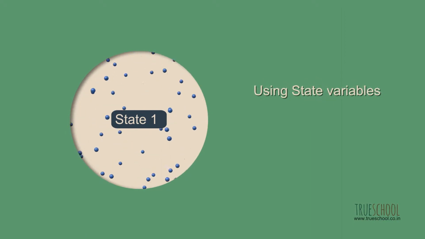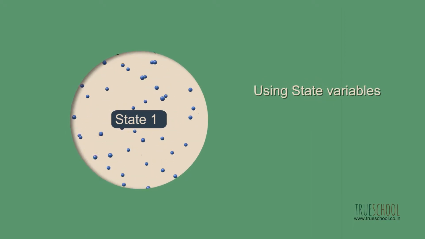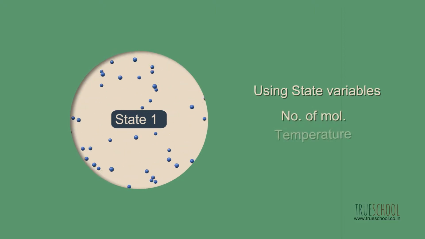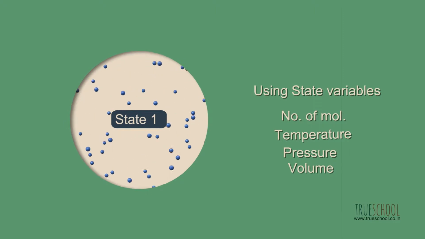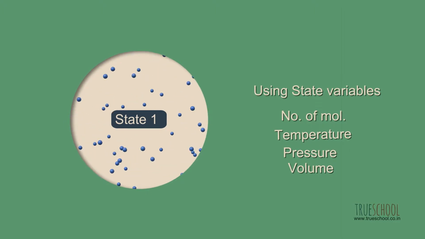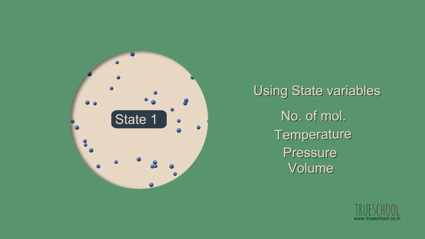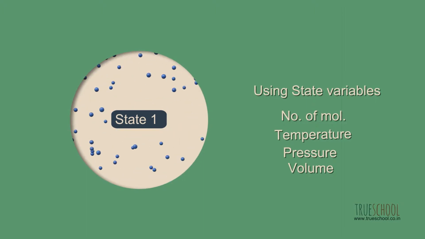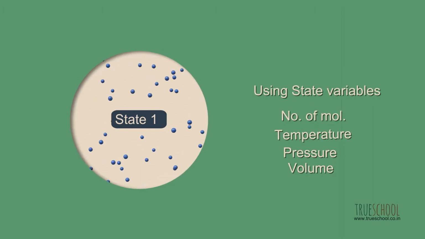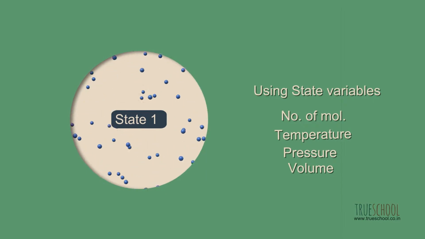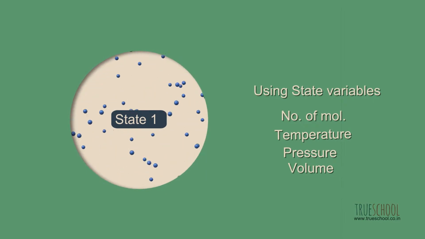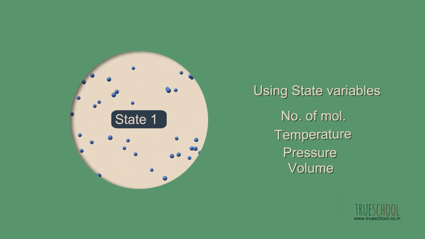So, to fully define the state of a system, we need to know the total quantity of gas, its temperature, its pressure, and volume. So if we say that two systems are in the same state, then all these state variables should be the same for both the systems. Note here that in thermodynamics, we do not consider time as a state variable. We consider time in chemical kinetics.